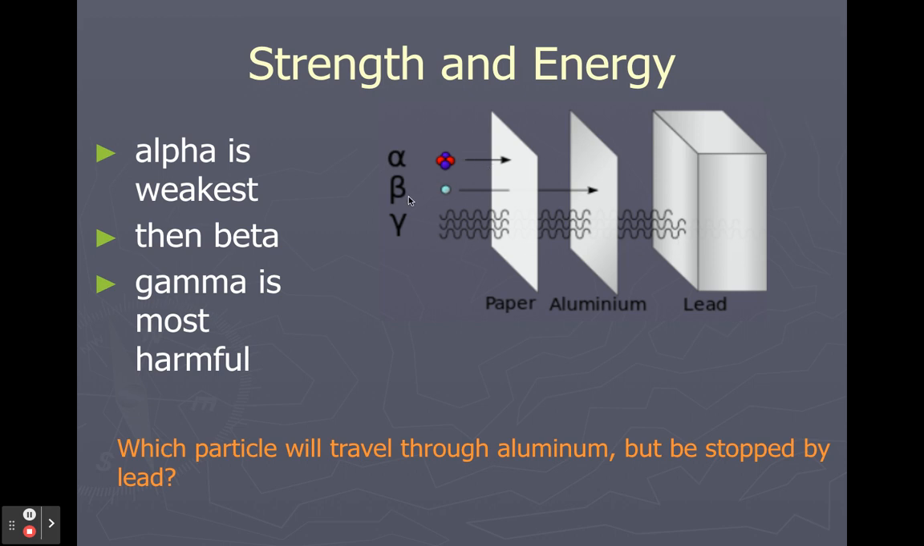Alpha will be stopped by paper, beta by your typical metals like aluminum, but gamma will go through most things except lead, which is why when you go to take an x-ray, like at the dentist's office, they'll put a lead vest over the core of where most of your major organs are to protect that, and then they'll take the x-ray of your mouth. Okay? So that vest that's so heavy has lead in it to protect you from some of those gamma rays.